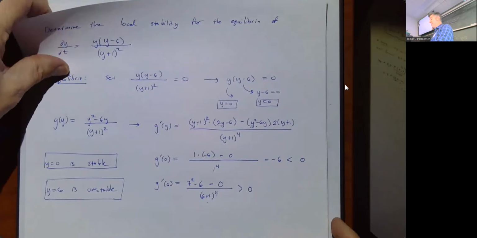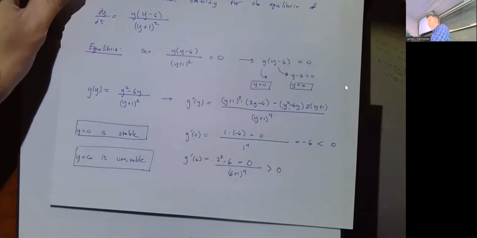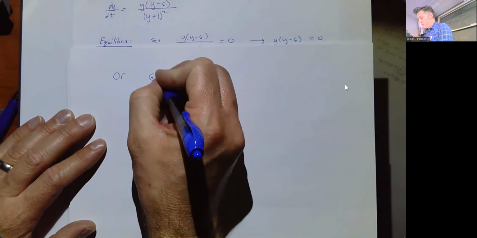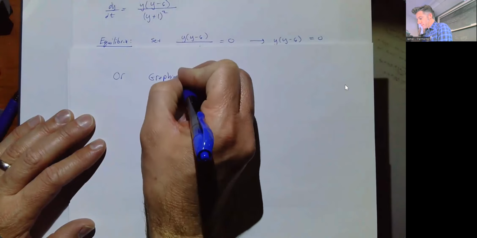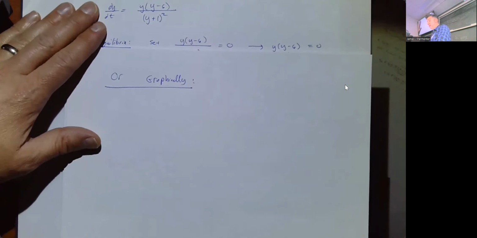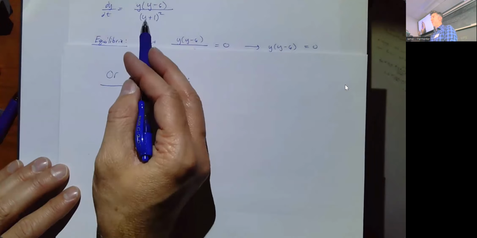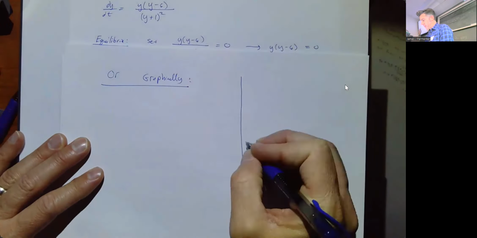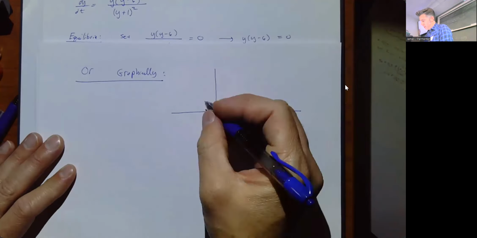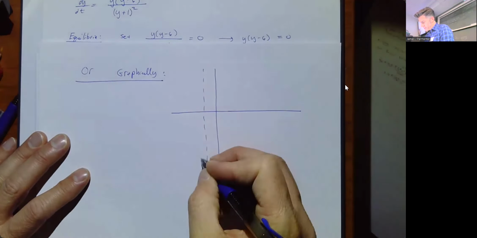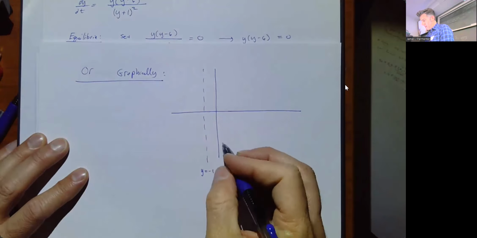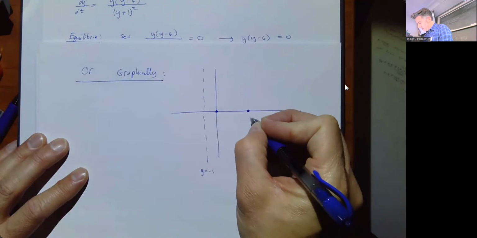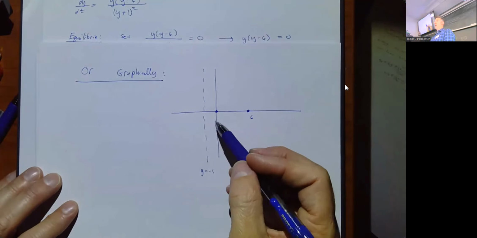So if you're going to graph this, it's actually not too terrible to graph. Let me just show you really quick, graphically. I know I've got an intercept at 0 and at 6, and I've got a vertical asymptote at -1. So my graph looks something like, -1 here, and then an intercept at 0 and at 6. What I really need to do is figure out if it's positive or negative in between.